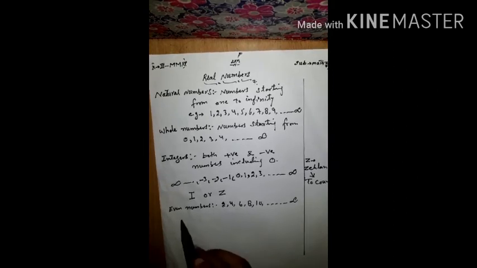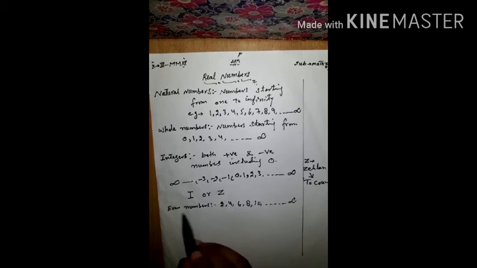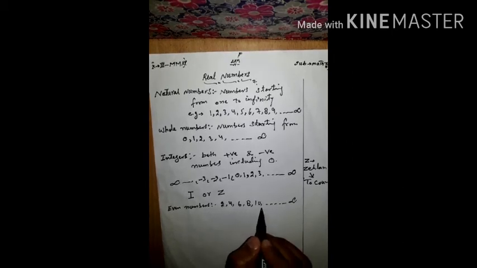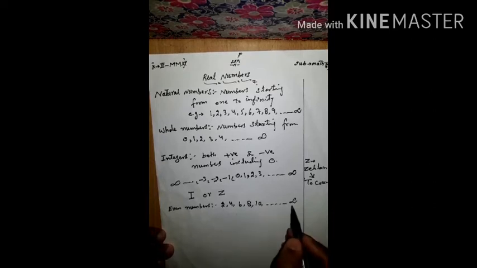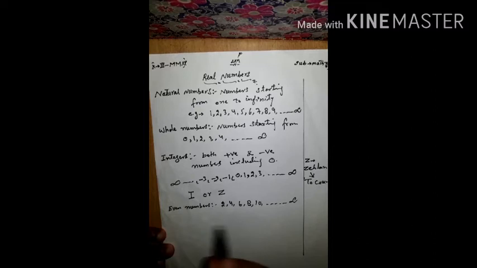So in short, what is the set of even numbers? The set of even numbers are those numbers which are divisible by 2. The least even number is 2, and the largest even number we can't say, it is up to infinity. Then we have set of odd numbers.